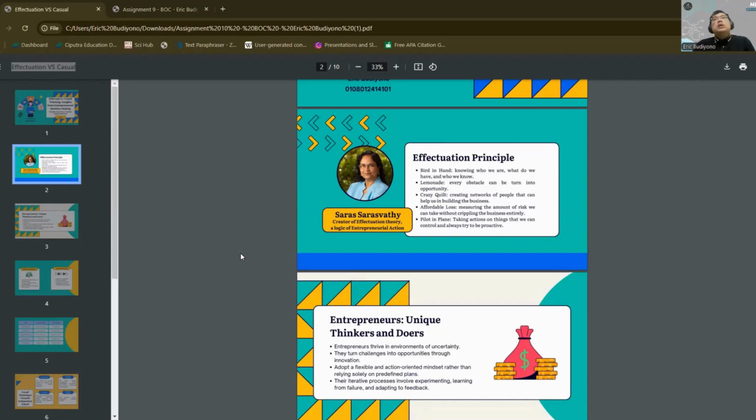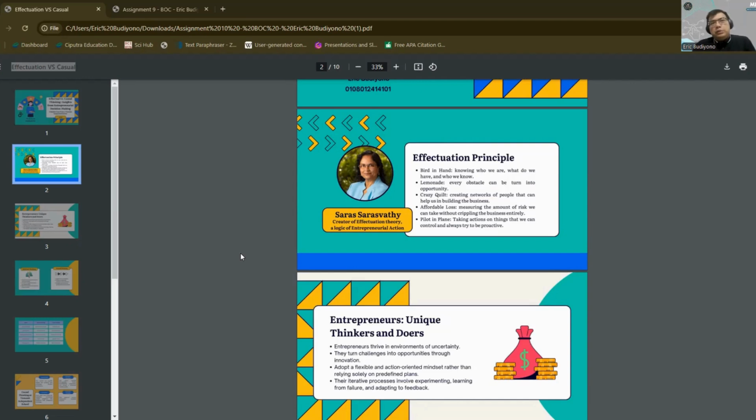Affordable loss is the next principle. So basically, we need to know how much loss our business can take without crippling it, without shutting it down, without losing our motivation. So basically, it's the amount of loss that we can bear without killing our business. And finally, pilot in the plane.